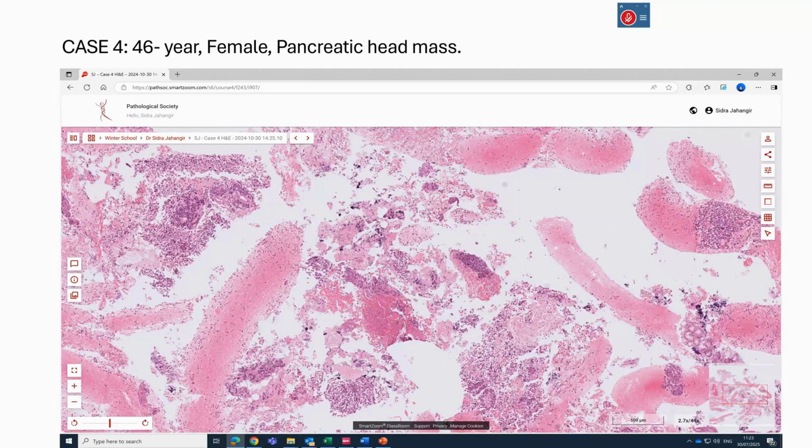So case 4, a female patient of relatively young age, and there is a pancreatic mass, and this is the FNB material we got from this patient. So you can appreciate no normal pancreas. So it's reassuring that, okay, we are dealing with some tumor here and the lesional cells are here.